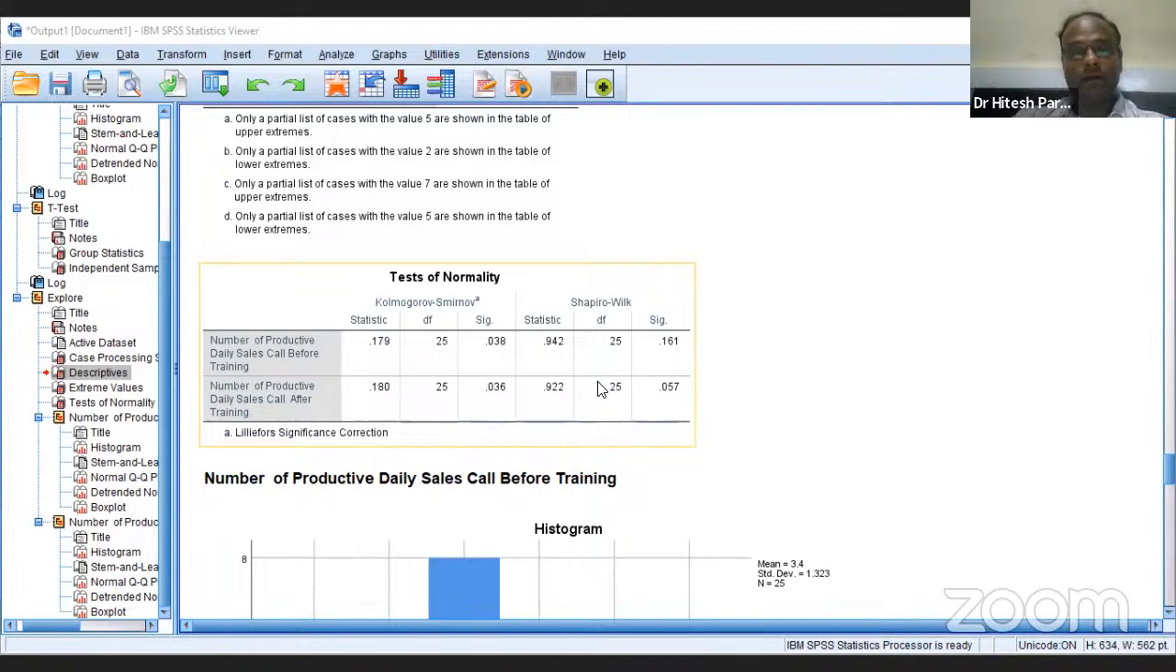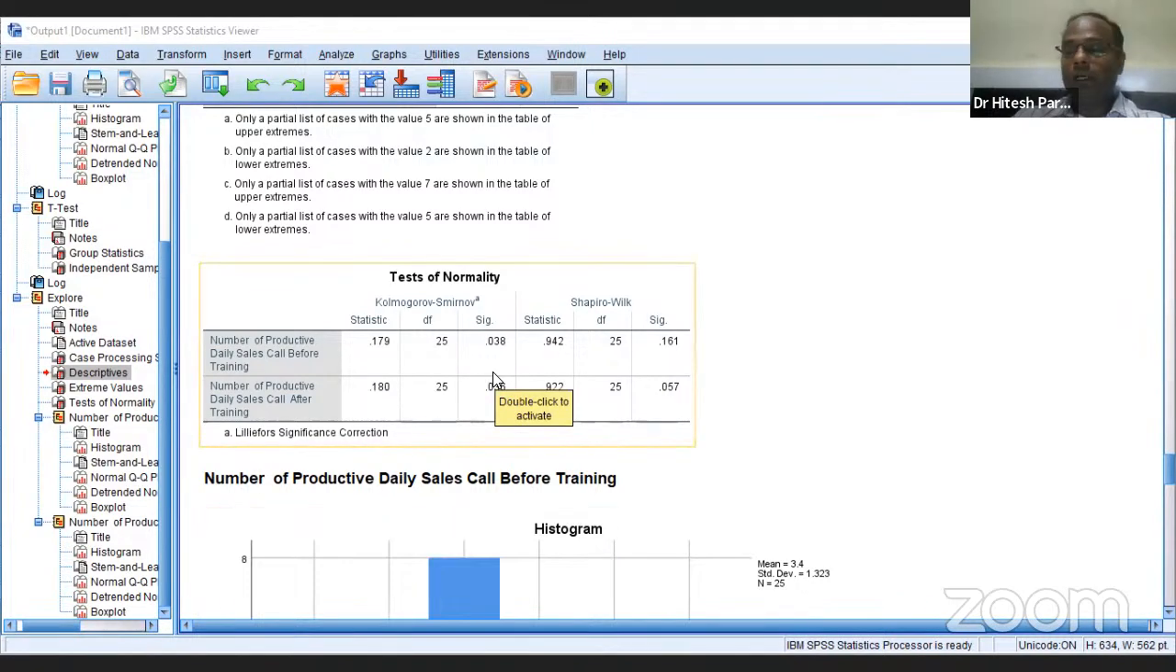Is it clear, participants? Right, just additionally check the skewness and kurtosis and take your final call on whether it is normal or not.